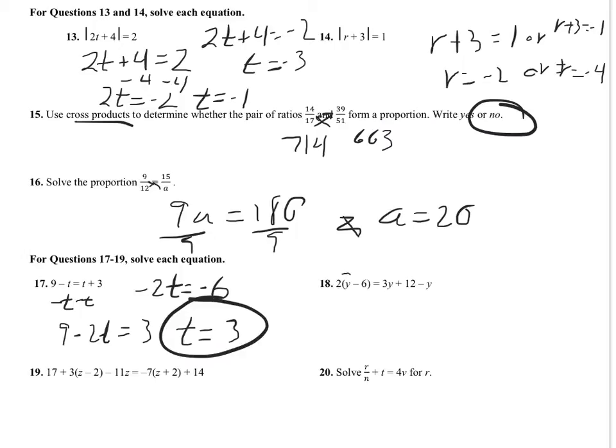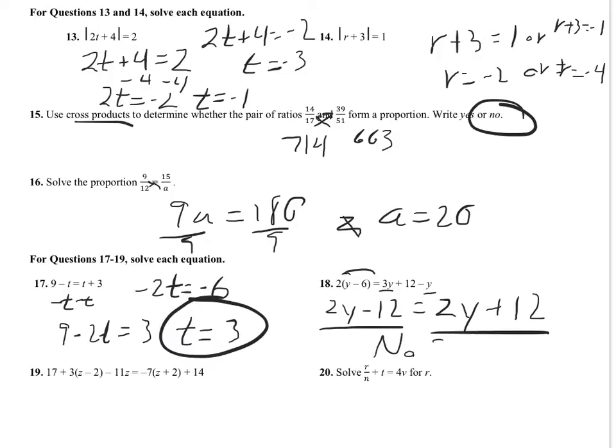Let's do some distribution. Distribute 2y minus 12 is equal to, and I should probably combine those, 2y plus 12. Alright, that's a little bit of an issue. I can't take a number and subtract it from 12 and get the same thing as if I were to add it to 12. So this is no solution.